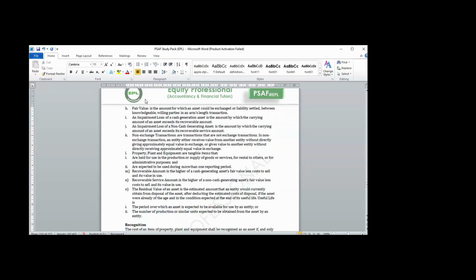Now, the condition surrounding this is the period over which an asset is expected to be available for use by an entity, or the number of production or similar units expected to be obtained from the asset by an entity. All this refers to the residual value of an asset.